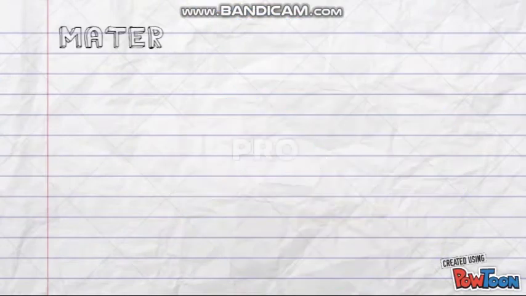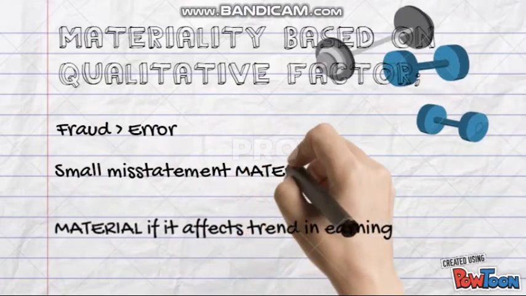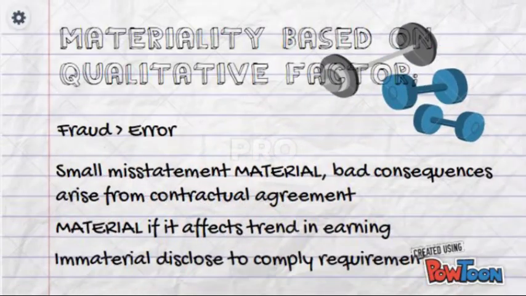For qualitative factors, an amount involving fraud is considered more important than error. Fraud reflects the honesty and reliability of the personnel involved. A small misstatement could be material because of bad consequences arising from contractual obligations. A misstatement is possibly material if it affects a trend in earnings. An immaterial misstatement still needs to be disclosed to comply with disclosure requirements.